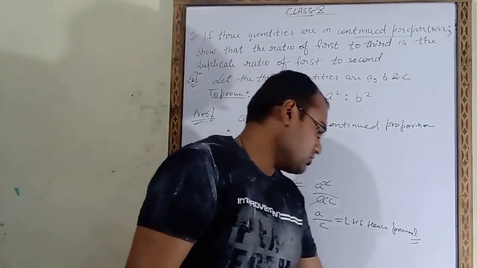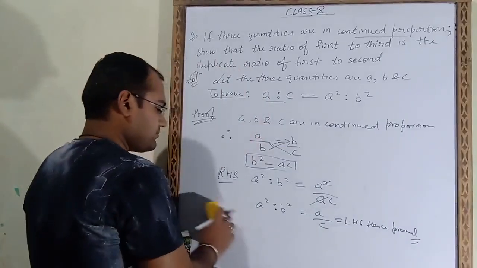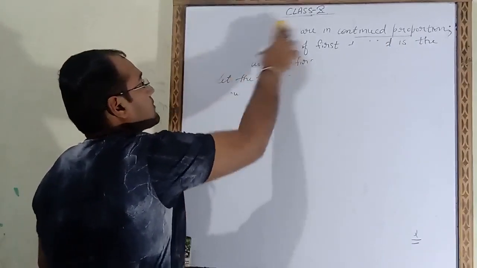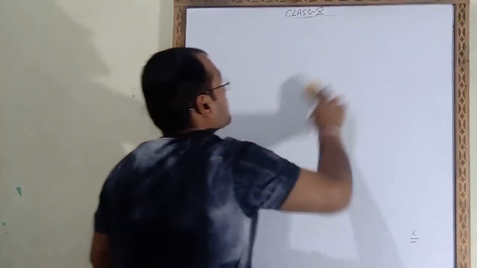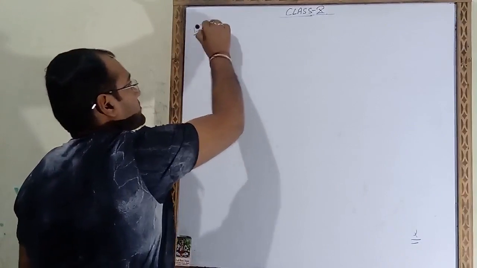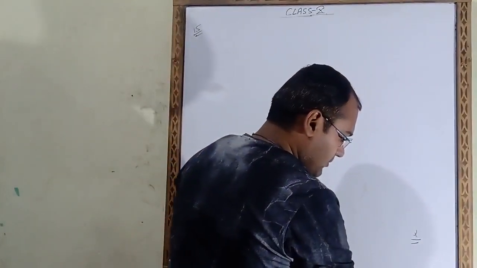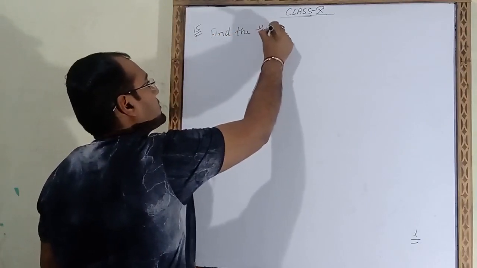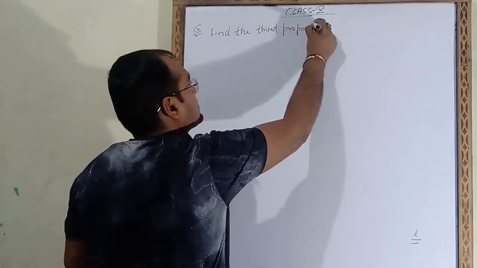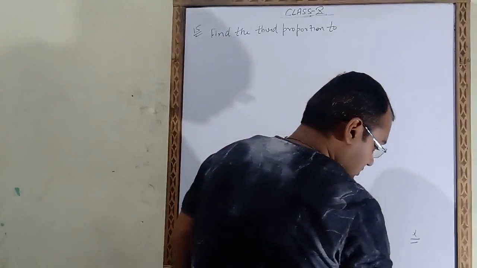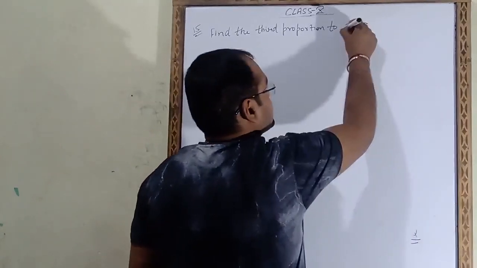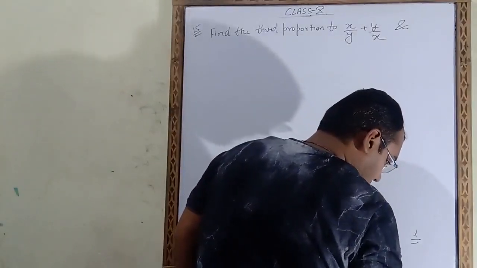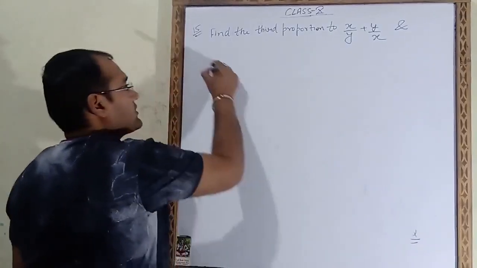Now see the next question, question number 15. Question number 15 is: find the third proportion to x upon y plus y upon x and square root of x square plus y square.